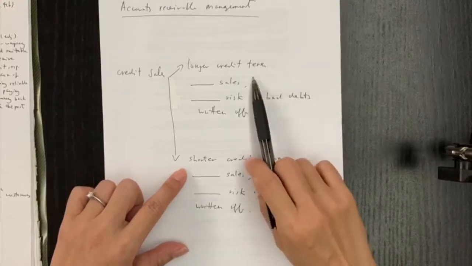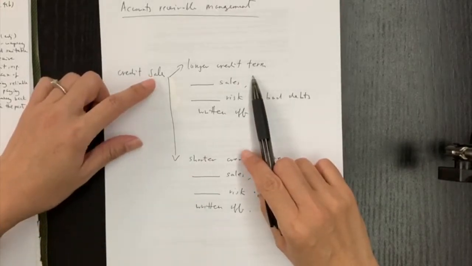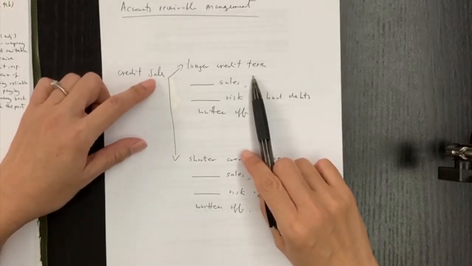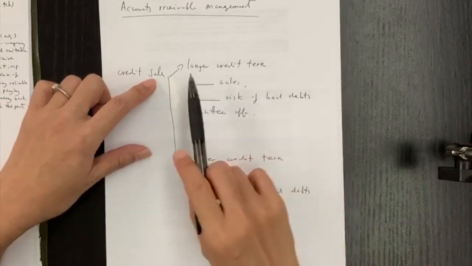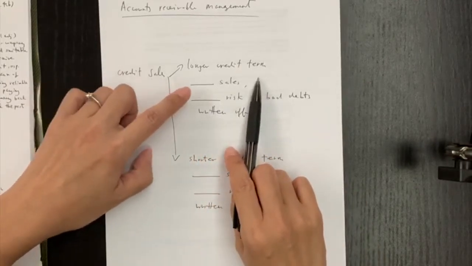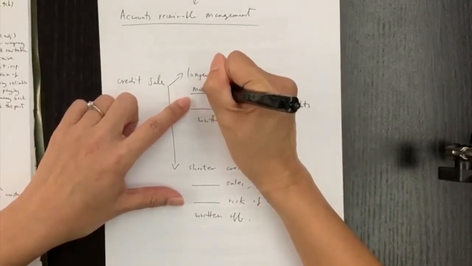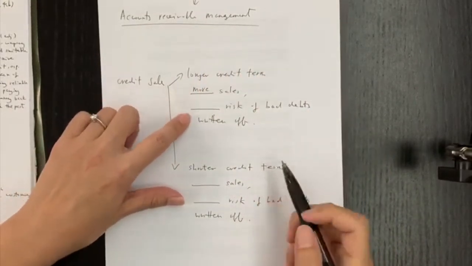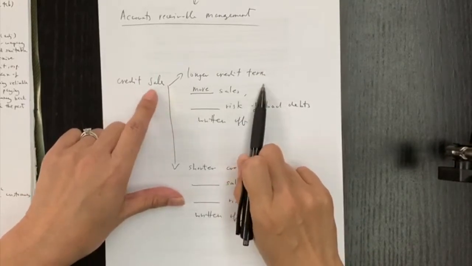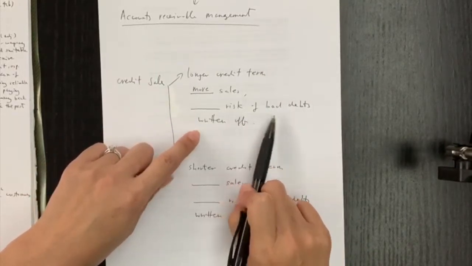Okay, what do you think? Which one can make more sales? Which one will be more attractive to customers? Of course, the one with longer credit terms. Therefore, if we allow longer credit term, we will get more sales, right? Because the customer pays us later, so what do you think about the risk of bad debt written off?